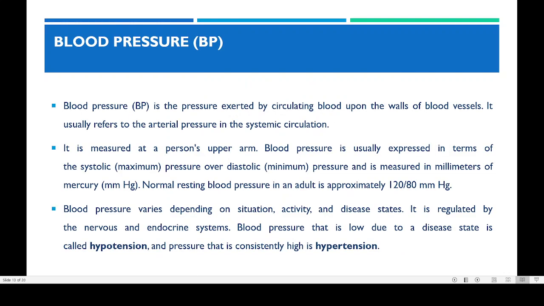Okay. Now we go to another area, that is blood pressure. In the case of blood pressure, basically it is the pressure exerted by the blood on the wall of a blood vessel. Here you can see the pressure which is produced on the wall of the blood vessel. I will show you a picture of how the pressure is actually produced.